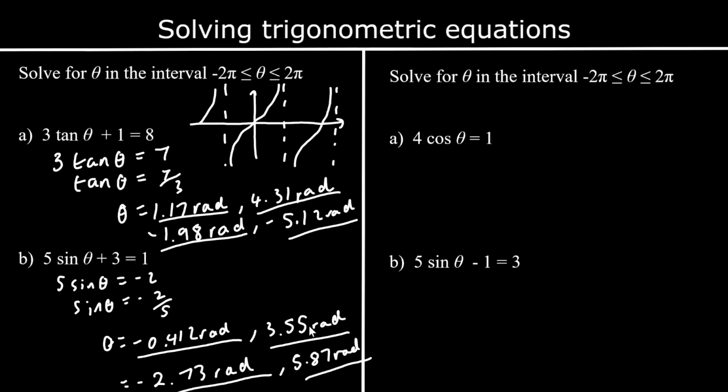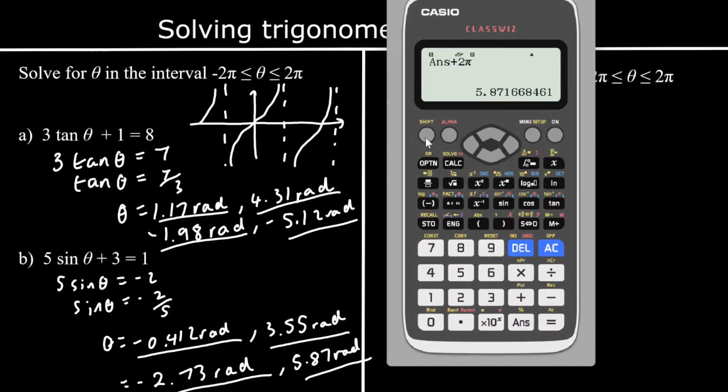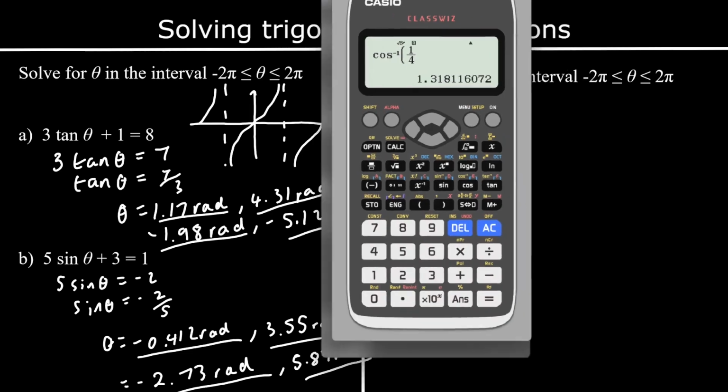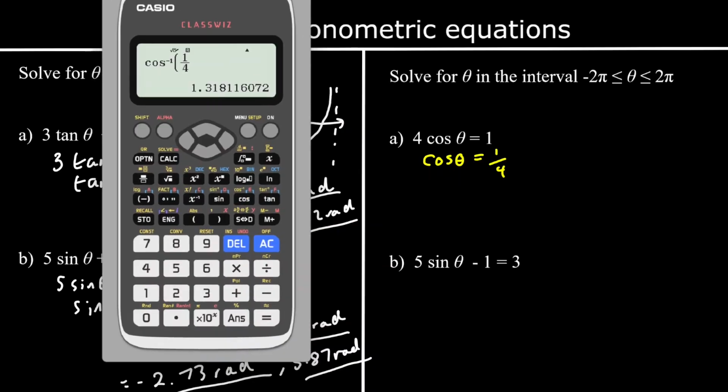2 for you to try. Give them a go. So to get cos theta by itself, divide by 4. And then we're going to shift cos 1/4. So my first answer, 1.32 radians.